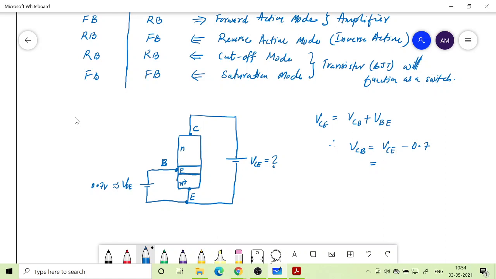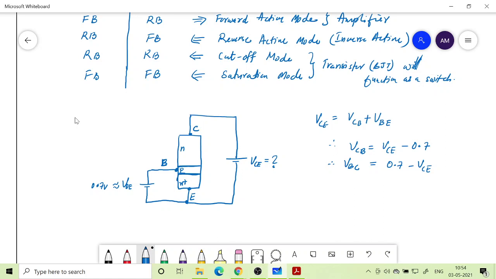So for that purpose, VCB, it is better to write it as VBC because that will give you the magnitude of the reverse voltage. Here, it is the voltage at the N side with respect to the P side, but usually we say the voltage across the PN junction as the P side voltage with respect to the N side. So I would like to reverse this. Therefore VBC is basically the negative of this, 0.7 minus VC.